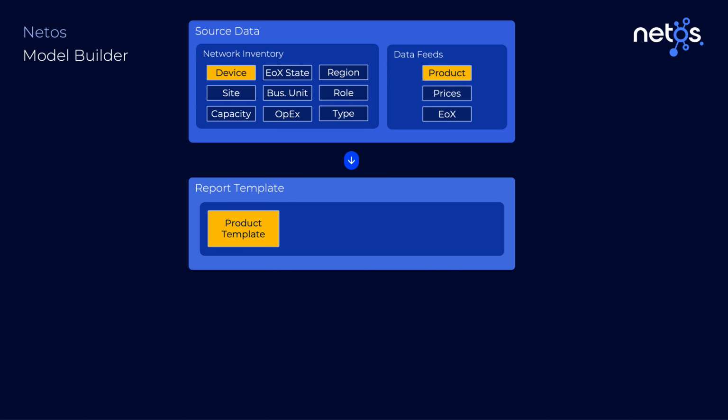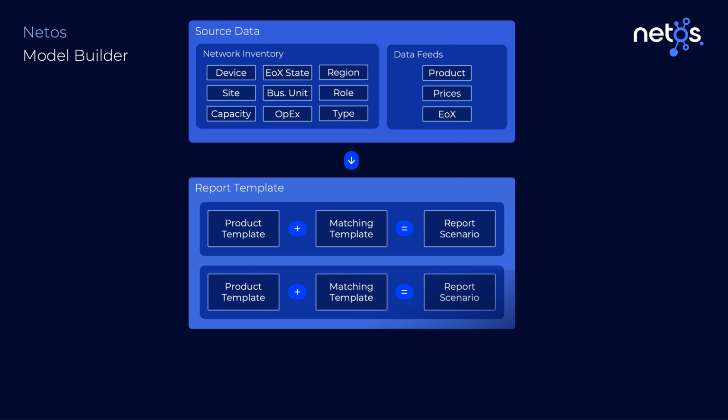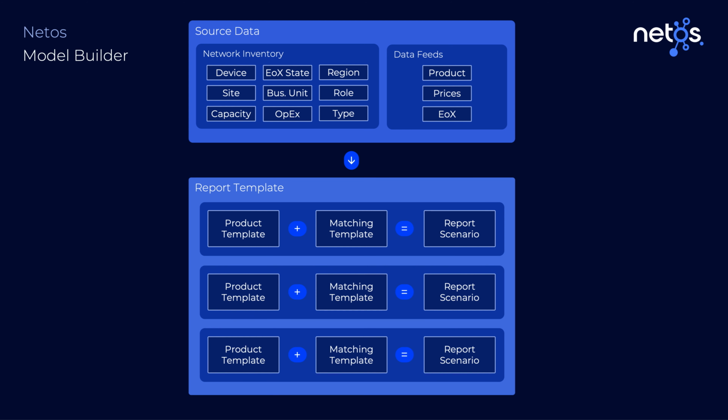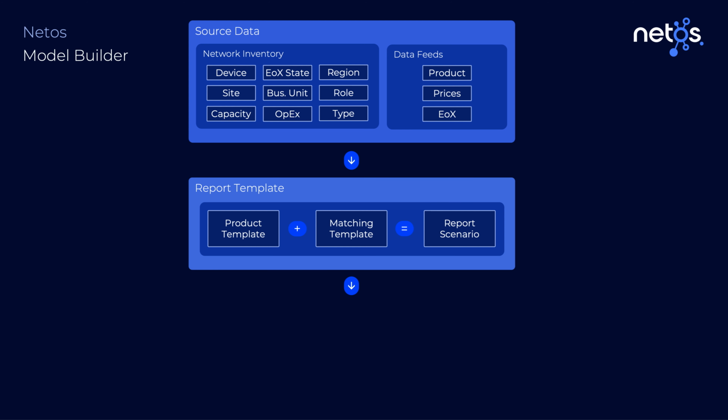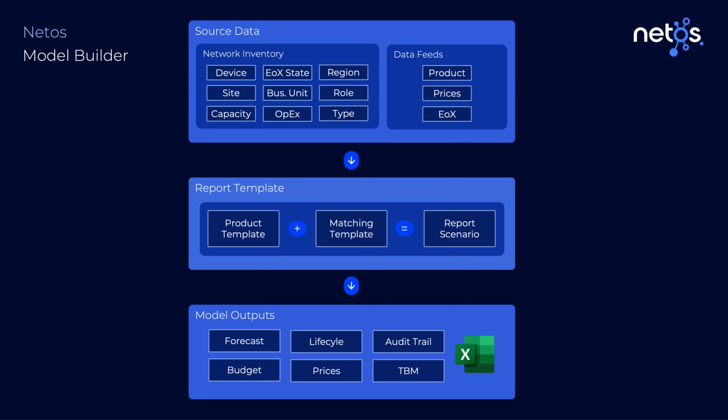Product templates allow us to replace or add infrastructure. Matching templates scope our project. For example, we can select end-of-life routers in the Asia region. We can then link product templates and matching templates together to create our report. Every report includes a forecast, budget, lifecycle report, pricing, and a complete audit trail, and everything can be exported to Excel.